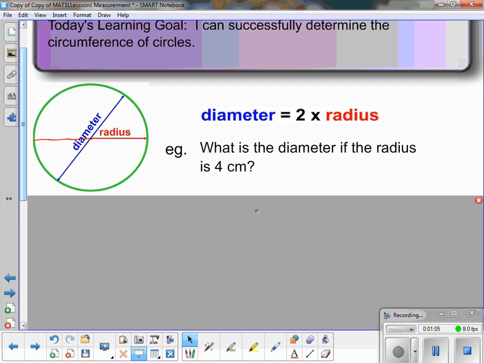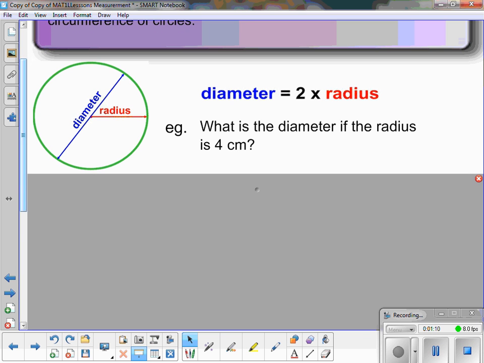Okay, now I'm just going to get rid of that so we don't get confused after. We need to pay attention to what kind of measurement they give us, whether they give us the diameter or the radius. So here's a really quick example. What is the diameter if the radius is 4 centimeters? They have told us the radius is 4 centimeters, so we know our diameter is going to equal 2 times the 4 centimeters. So we have a total of 8 centimeters. Now often we're not really looking for the diameter. Often we look for the radius, but that's important. We can go back either way.